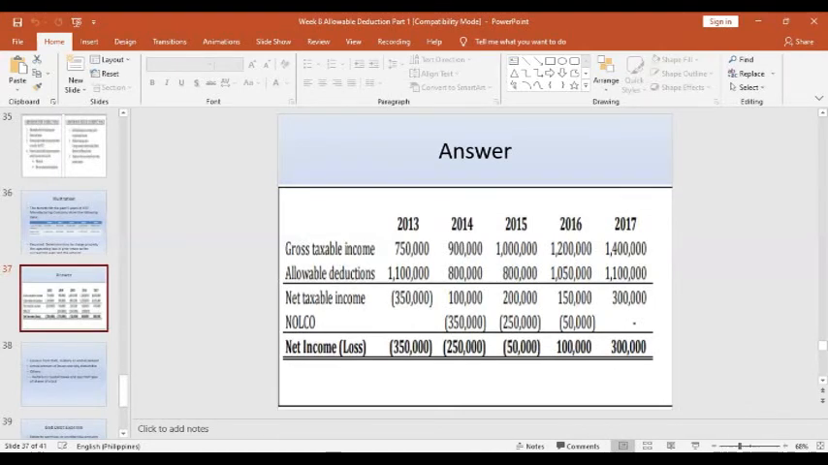And for the year 2016, the 2015 net operating loss carryover should be deducted in 2016. So the net taxable income is 150,000, less the net operating loss carryover of 50,000. Therefore, the net income is 100,000. Okay, so this is the computation of the taxes.